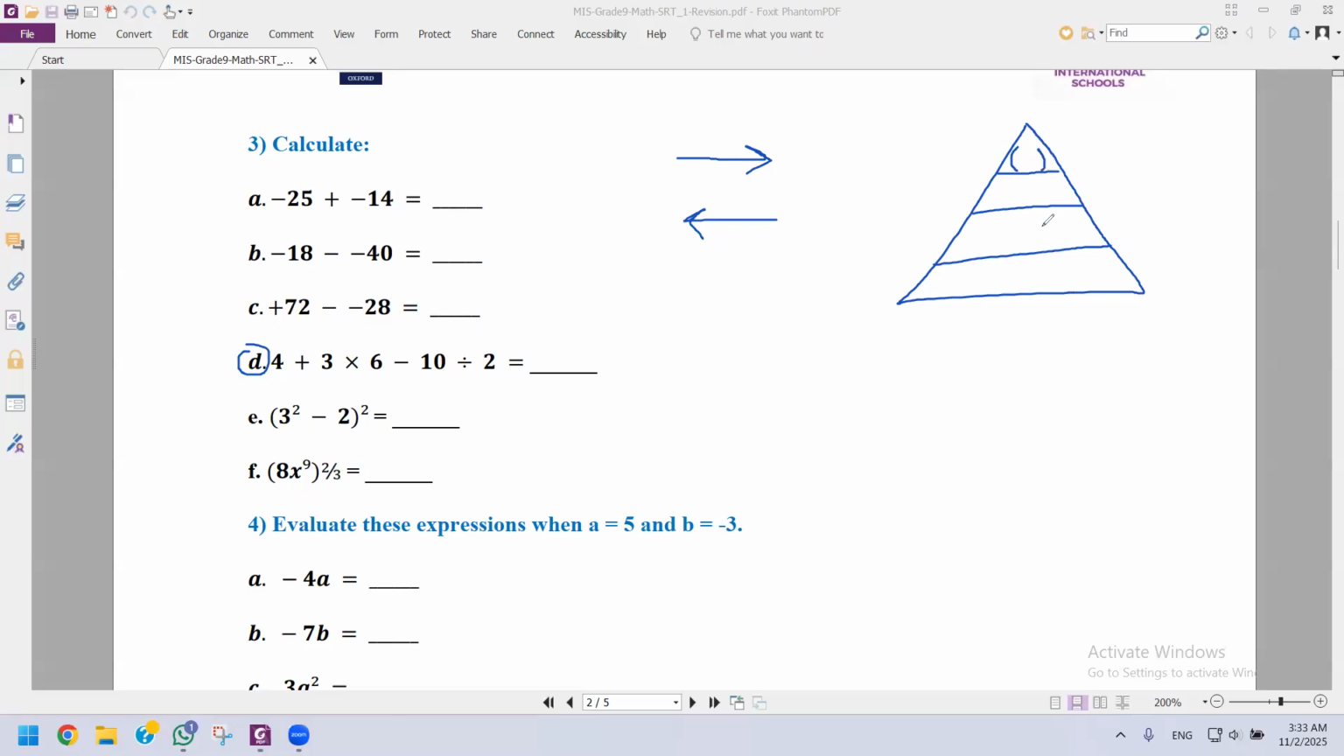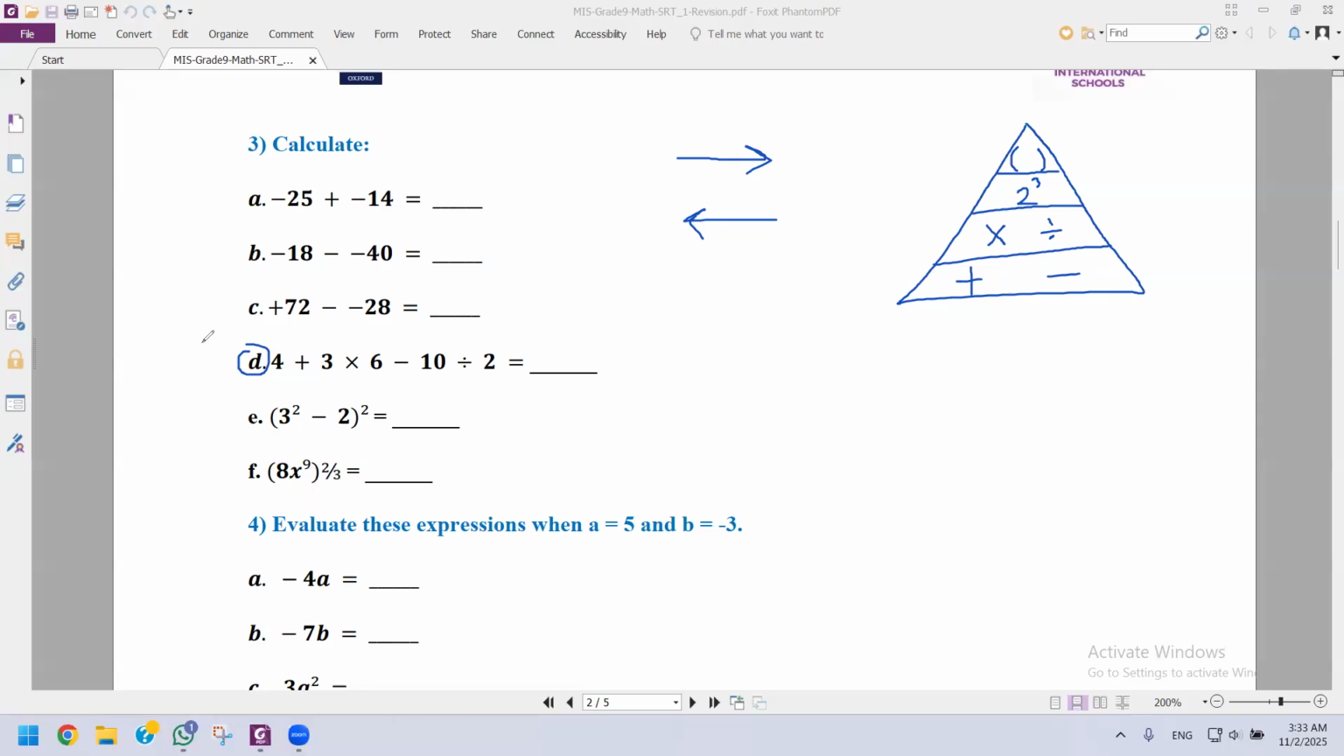Then what if I don't have bracket? We look at powers. For example, 2 power 3. After powers, what do I look at? Multiplication and division on the same level. So what if I have them in the question? You do them from left to right then. And the last thing you do is plus and minus. So here, look, 4 plus 3 is the last step. So we don't do 4 plus 3.